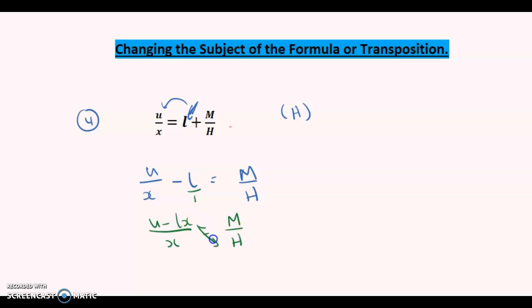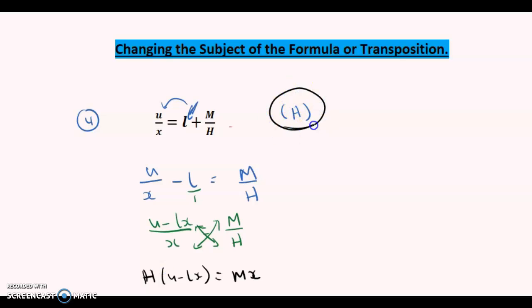So now at this point, I could cross multiply, meaning the denominator here will multiply by this, and the denominator on the other side will multiply by the other side, right? So h will multiply by u minus Lx, and m will multiply by x. Now I'm very close to my answer.